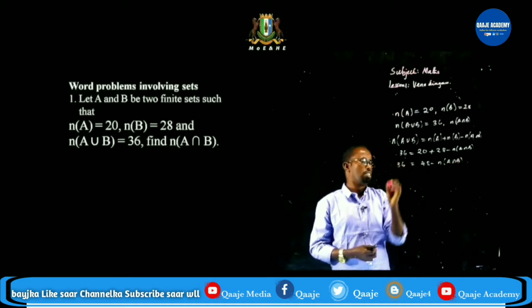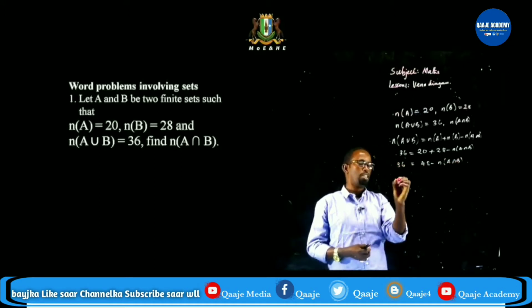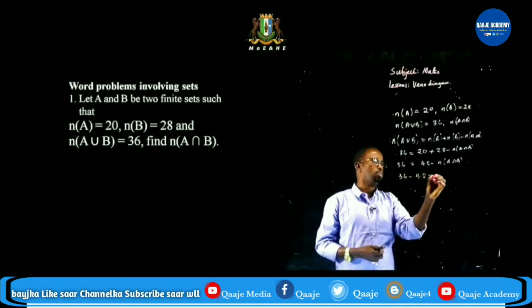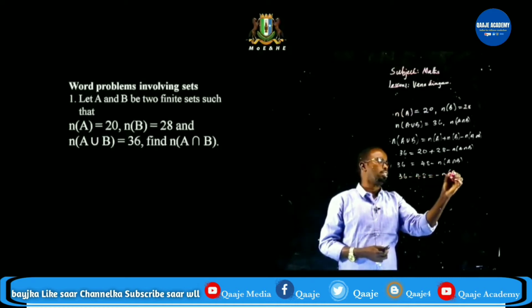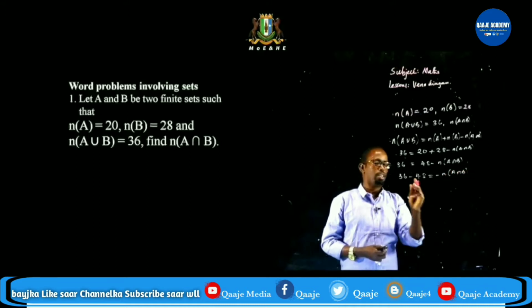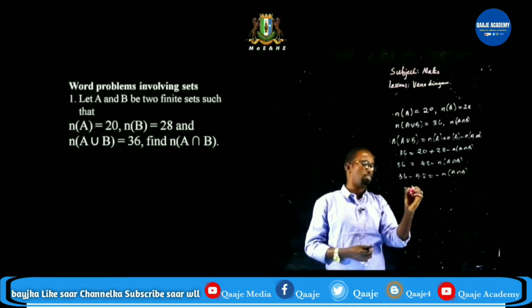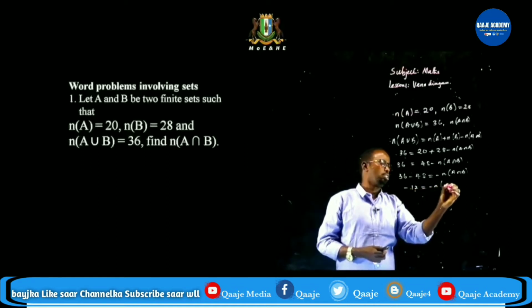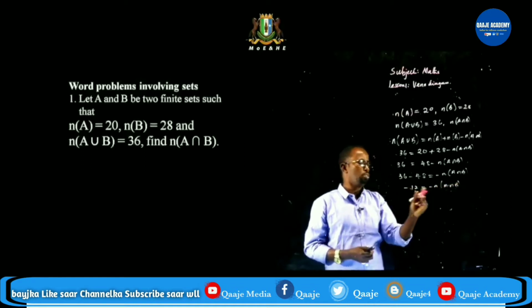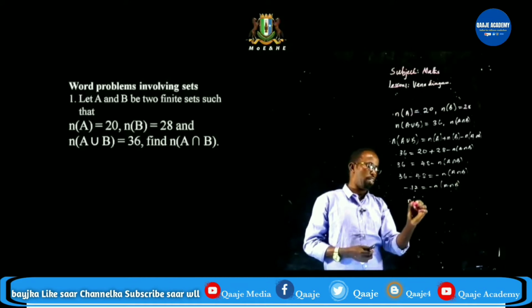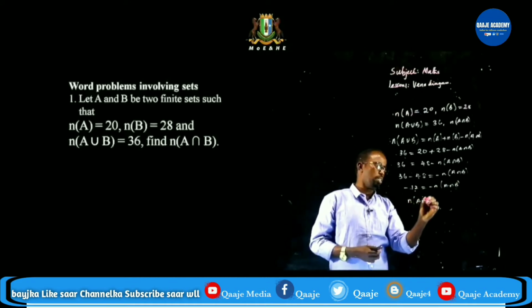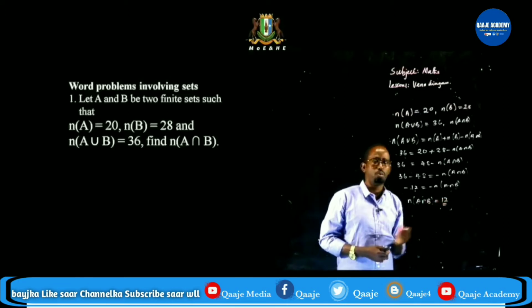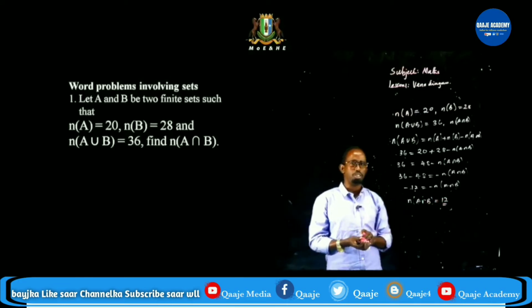There you have 36. So you transfer this onto this side, you get 36 minus 48 will be equal to minus n(A intersection B). Then these two you subtract, you get minus 12. Minus 12 is n(A intersection B). Therefore you cancel the two negatives, so n(A intersection B) will be equal to 12. That is one way of answering that question.